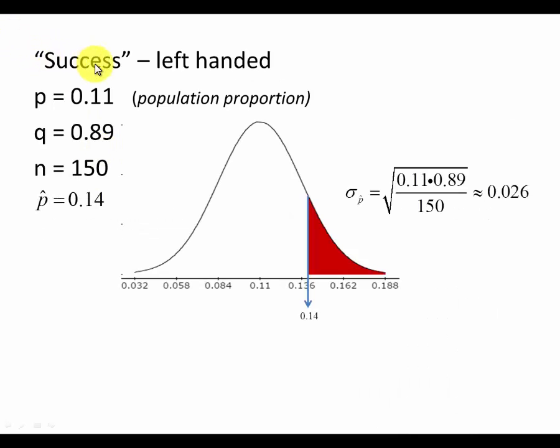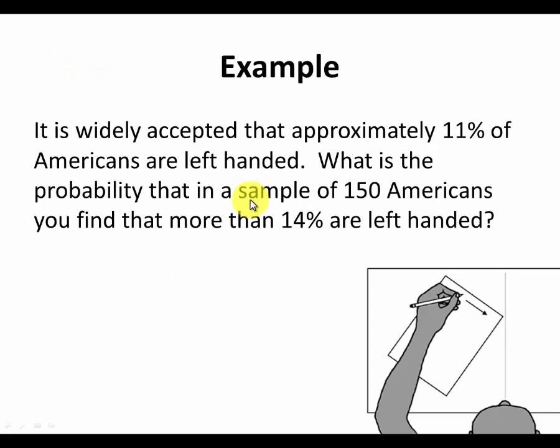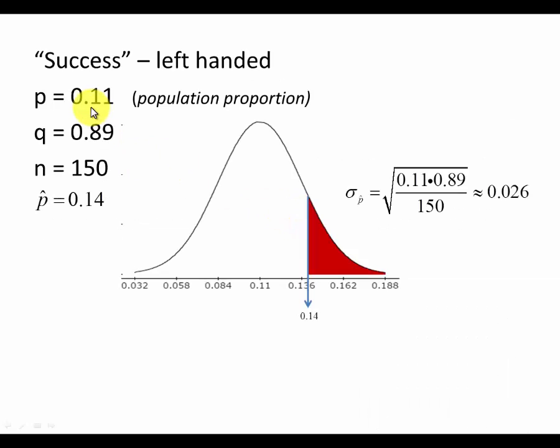A success is considered being left-handed, since that seems to be the aim, and in the probability request it says, what is the probability that in a simple random sample that you will find more than 14% are left-handed? P, 0.11, is our population proportion. We're going to trust that the 11% we were told about Americans in general is true, and that is our population proportion. Well, Q is 0.89, the complement. Those are people that are not left-handed.